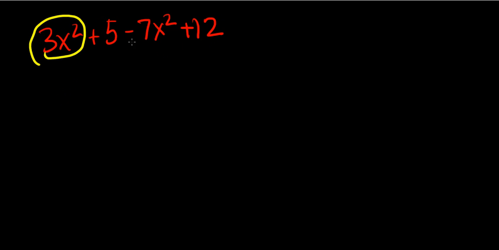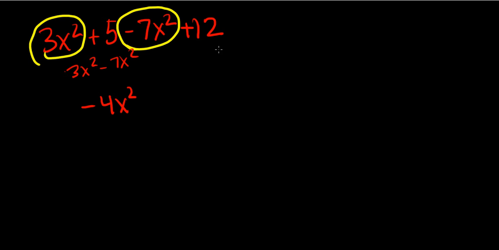We have 3x squared plus 5 minus 7x squared plus 12. First, let's identify like terms. We can see that the 3x squared and the negative 7x squared have the same degree and exponent. So we can combine those. So 3x squared minus 7x squared would be negative 4x squared.